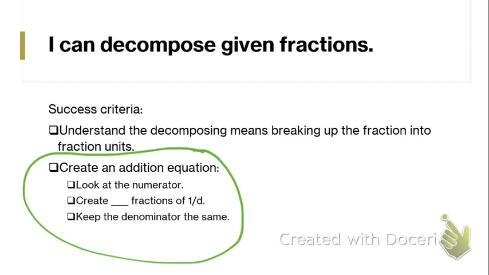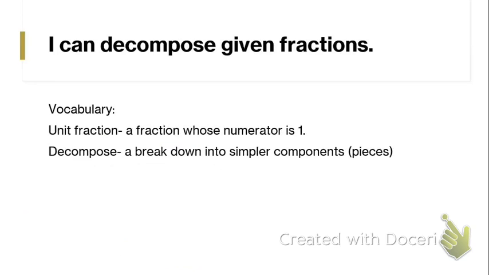That's really nice. But in order to create that addition equation, you're going to look at the numerator. The numerator tells you how many unit fractions you need, and then these two little guys right here tell you kind of how to create a unit fraction. So I made it into 3 steps, but you could also think about it, look at the numerator, create that many unit fractions, depending on how your brain works. So let's get into it so that way you can understand what I'm talking about, because right now that probably doesn't make much sense. So before I get into it, I'm going to talk about our vocab.